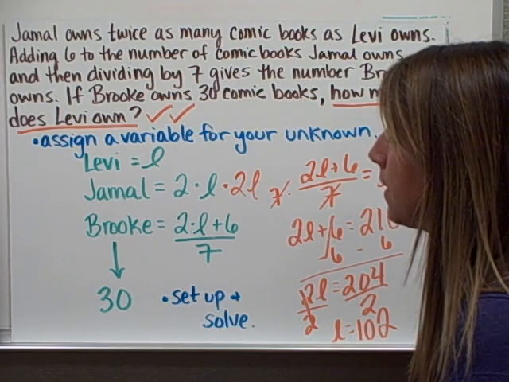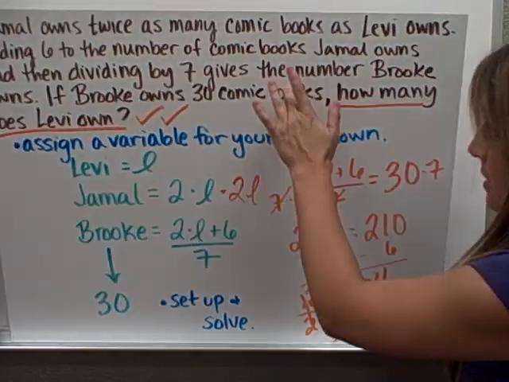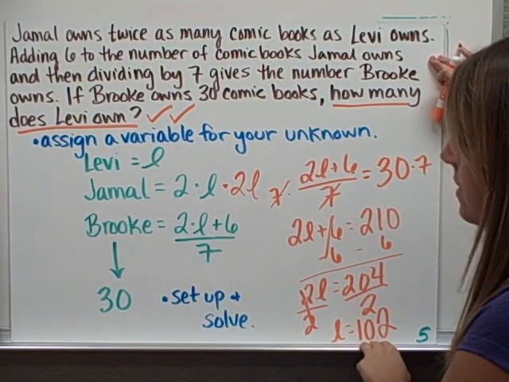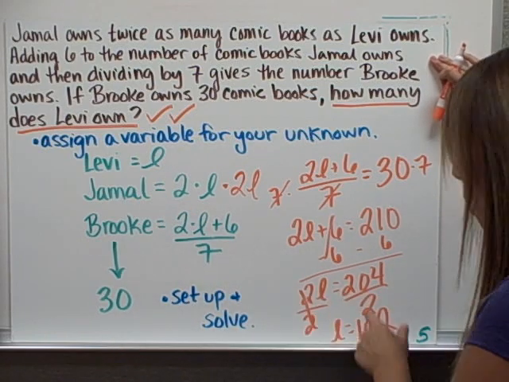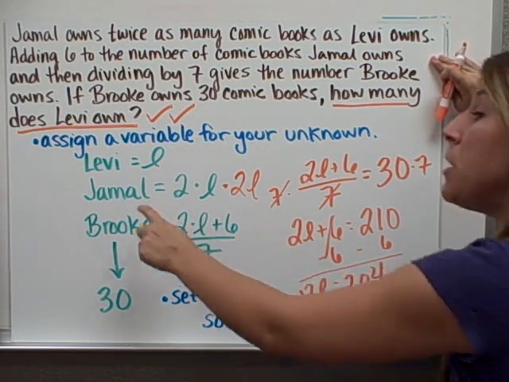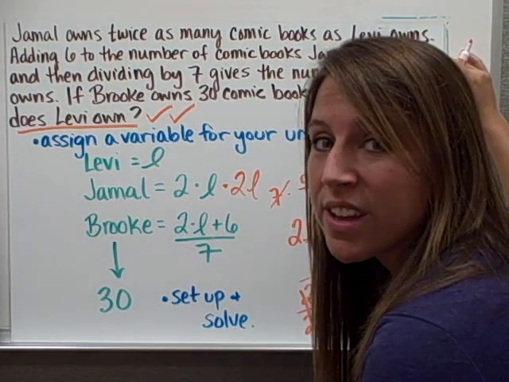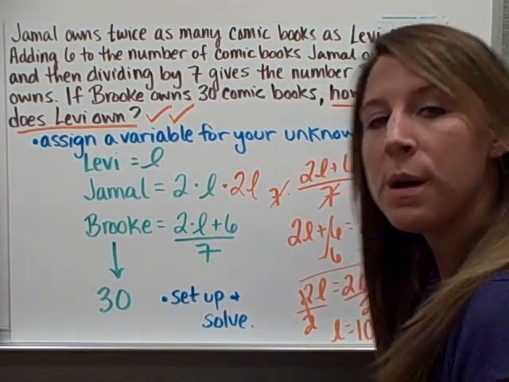Okay, there you go. Does it make sense? Well, Jamal would have 204. It said 2L equals 204, and we know Jamal was 2L. So there you have it. Okay? Multi-step equations.